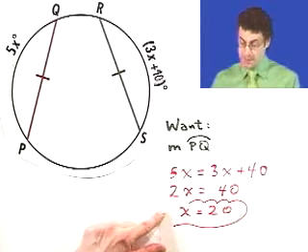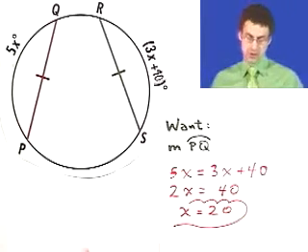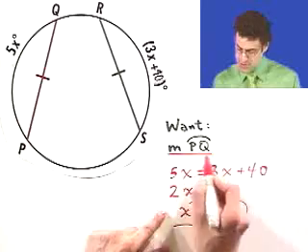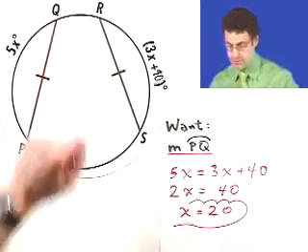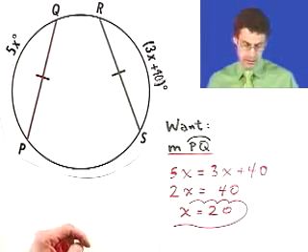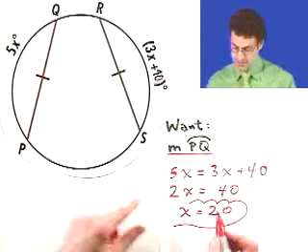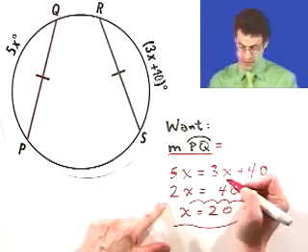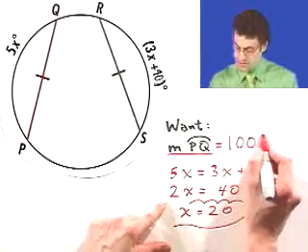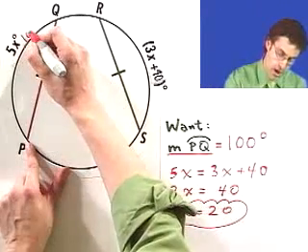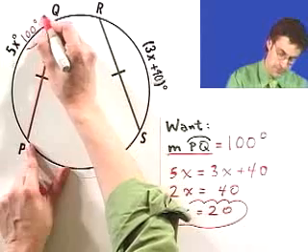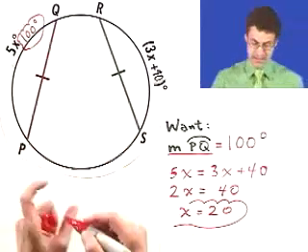Am I done? Absolutely not. The question was, we want to find the measure of the arc PQ. How do I do that? Well, I know that it equals 5x. And I know that x equals 20. And so therefore I see this has to equal 5 times 20, or 100 degrees. And so this is 100 degrees. And that is the answer.